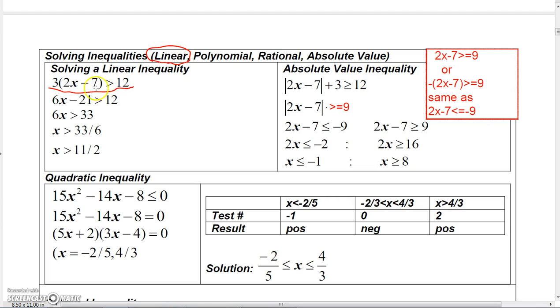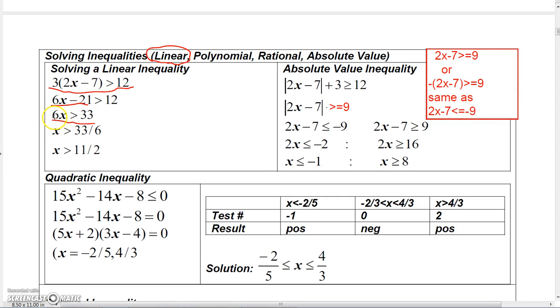is greater than 12. And then if you distribute that, 3 times 2x is 6x, 3 times minus 7 is minus 21. And then you just kind of like you do with equations, you can add the same number to both sides. So add 21 to both sides and you get 6x is greater than 33.